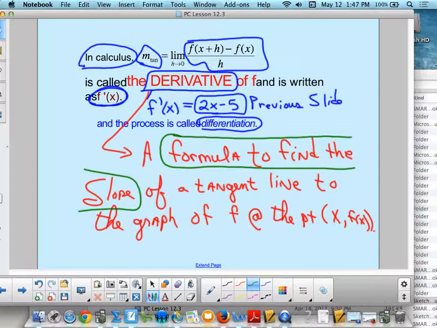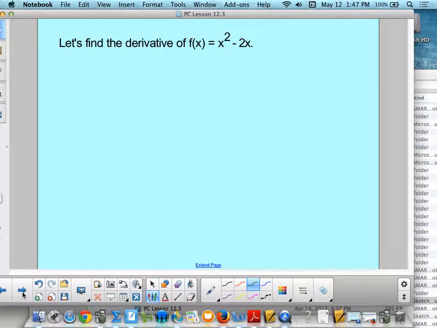Now, the next slide is just for you, just to show me you can do it by yourself. Ready? Find the derivative of this. Let's find the derivative of f of x equals this. Well, your derivative is this, right? f prime of x, that's the derivative.